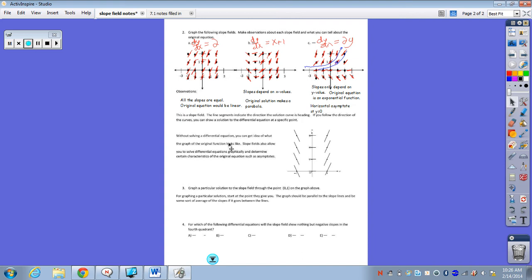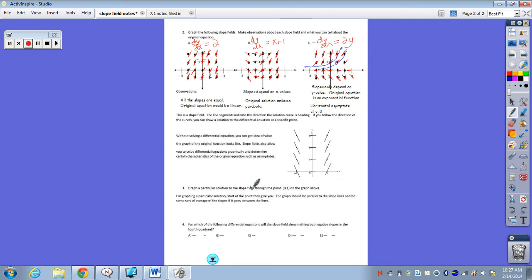So down here it says this is a slope field. The line segments indicate the direction the solution curve is heading. And if you follow the direction of the curves, you can draw a solution to the differential equation at specific points. And without solving a differential equation, you can get an idea of what the graph of the original function looks like. So slope fields also allow us to solve differential equations graphically and determine certain characteristics of the original equation, such as asymptotes, if we can't find it algebraically.